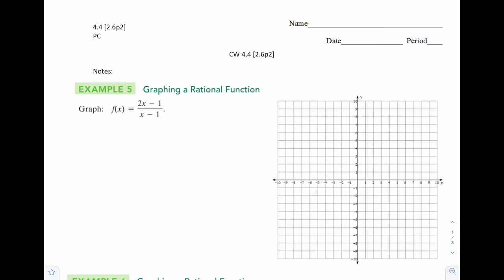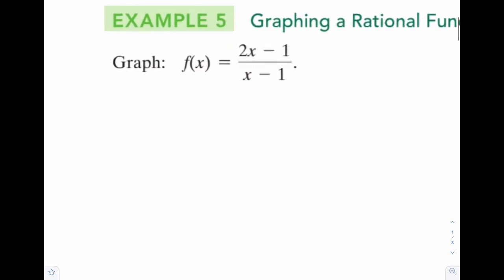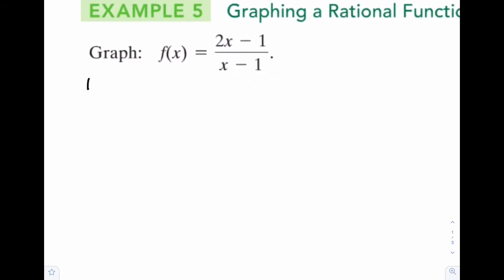Welcome to CW 4.4. Today we're going to be reviewing how to graph a rational function. So for this first problem, the first thing you're typically going to want to do is find your x and y intercepts. So first, let's find the x-intercept.